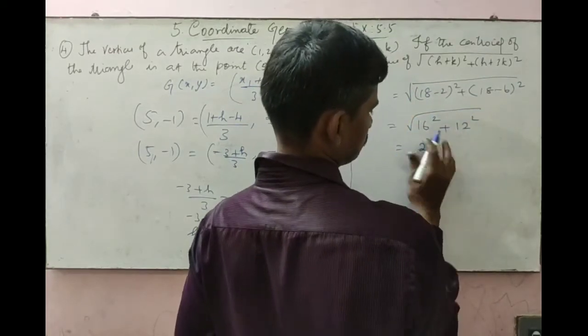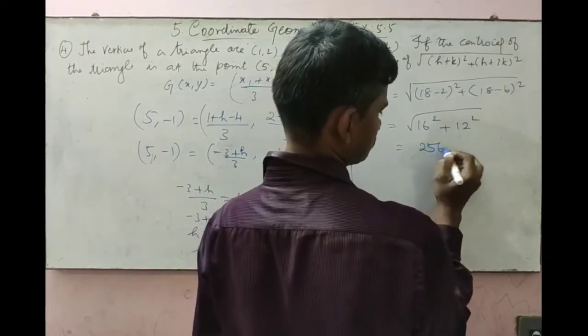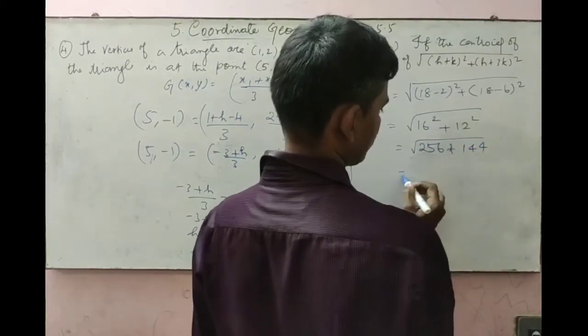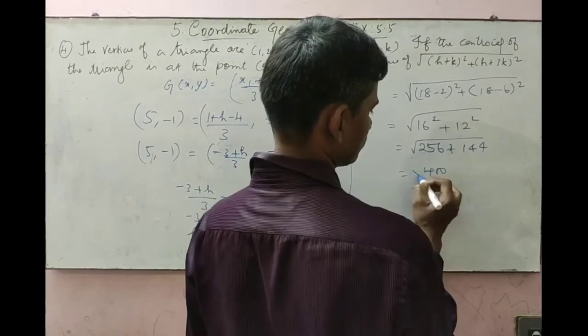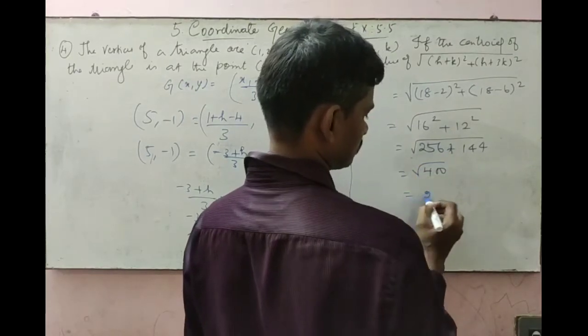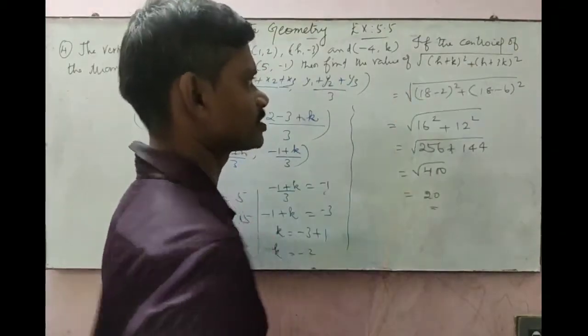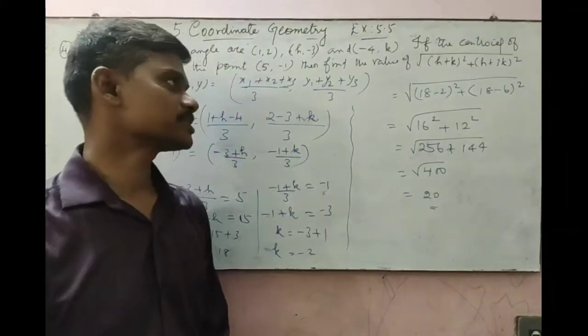16 square is 256. 12 square is 144. If you add those two numbers, you will get 400. The root of 400 is 20. So the value of root of h plus k whole square plus h plus 3k whole square is 20.